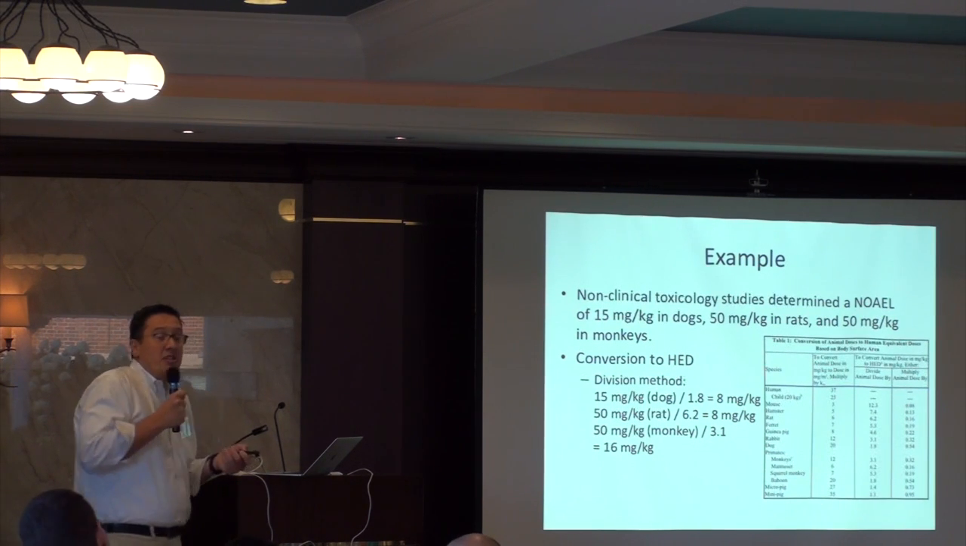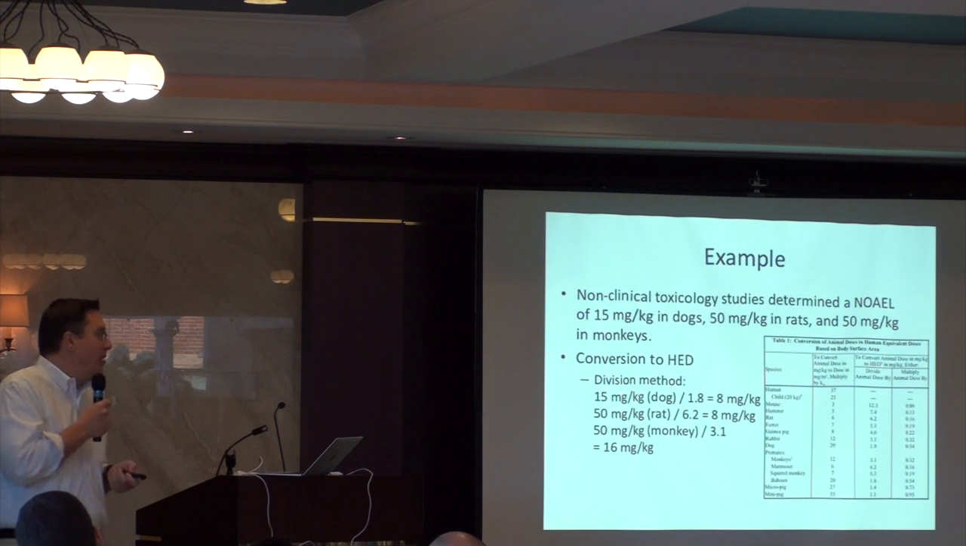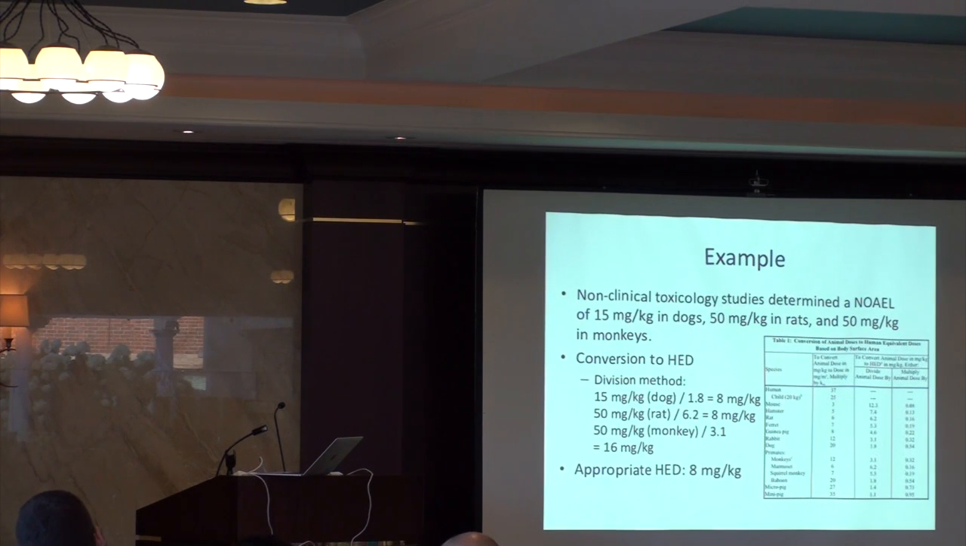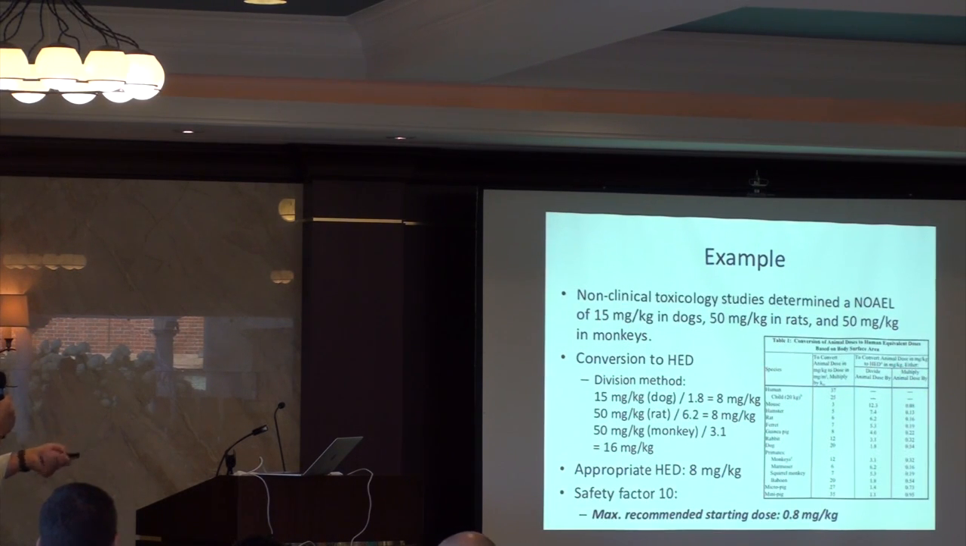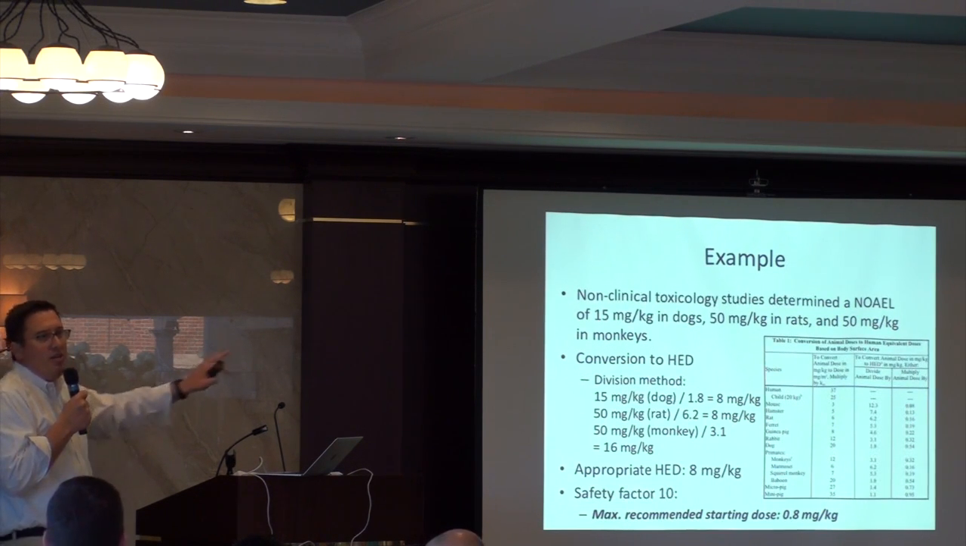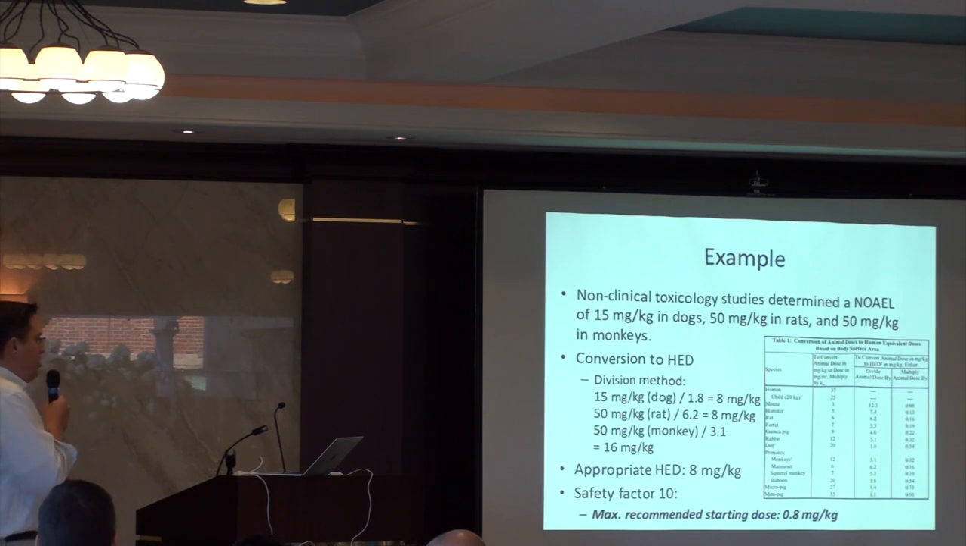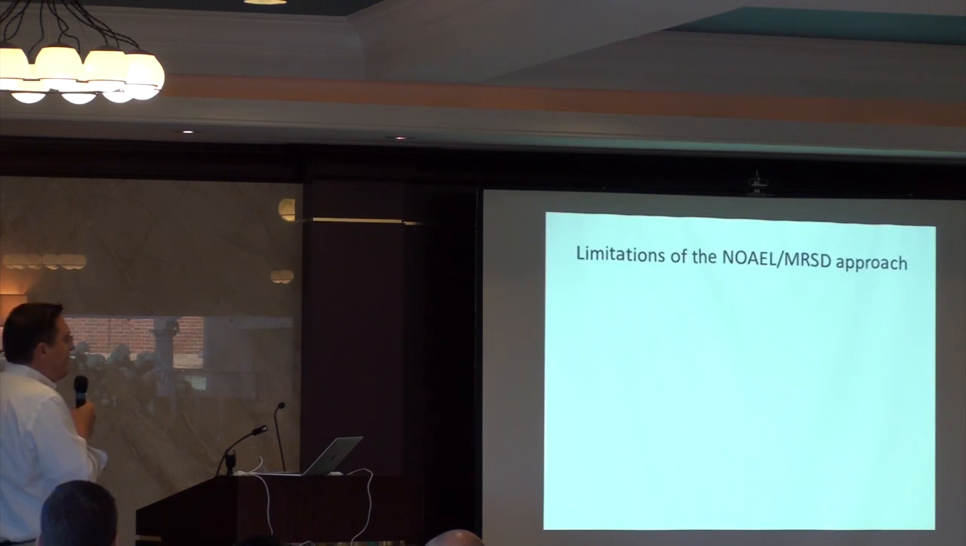We have no idea what species is better in this regard. Let's assume that, so we go for the lowest human equivalent dose, this is 8, we divide it by the safety factor 10, so my maximum recommended starting dose would be 0.8 milligrams per kg in humans. If you go in with an explanation like that, you should be on the safe side.